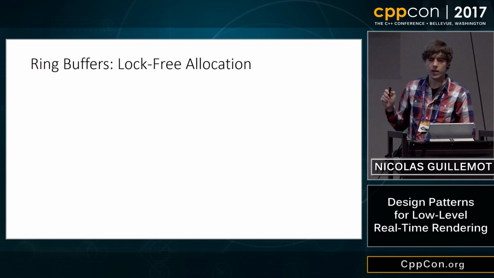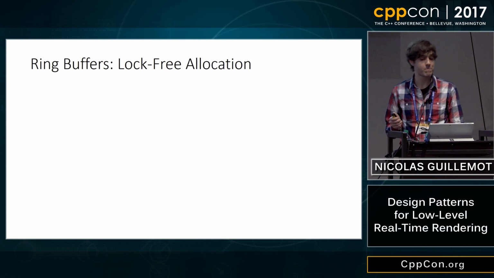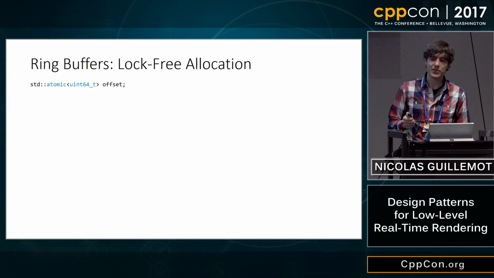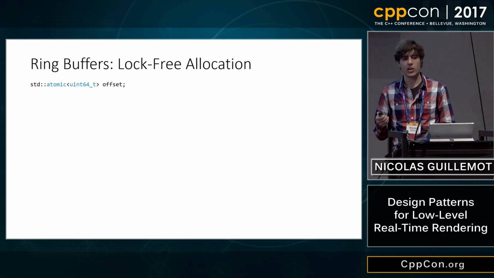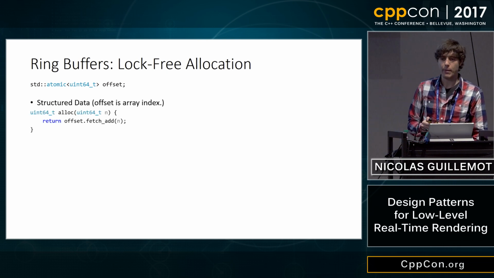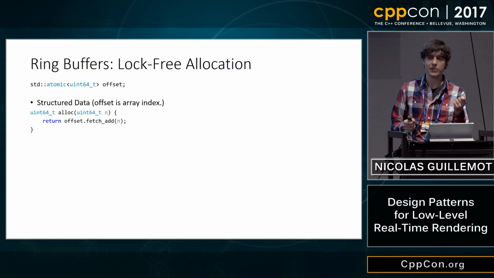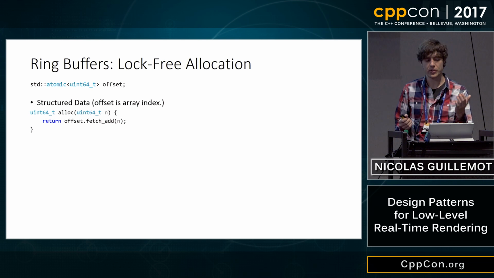So moving on, another neat thing about ring buffers is you can actually do allocations with them in a lock-free fashion. So let's suppose that the virtual offset in the last slide is now an atomic. In this case, it's actually very straightforward to allocate memory with it in a lock-free fashion. For example, if the ring buffer's offset represents an index in an array, it's very easy to do a lock-free allocation because all you have to do is do a fetch add.